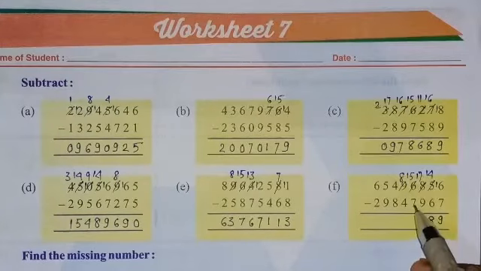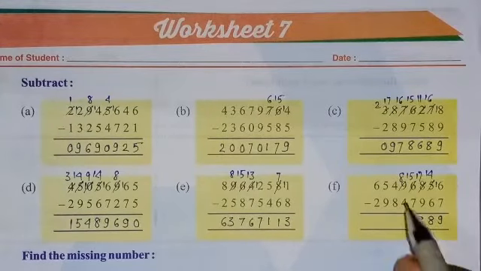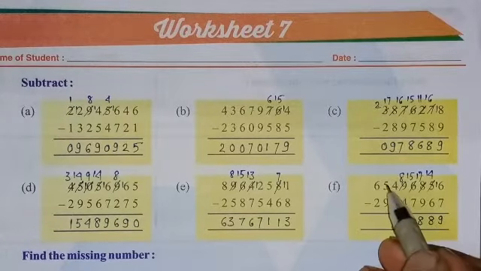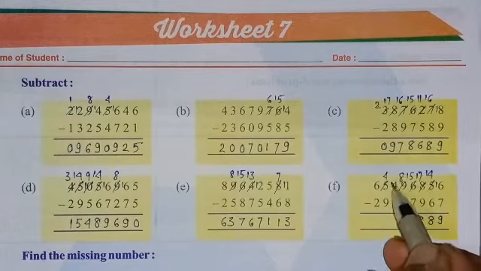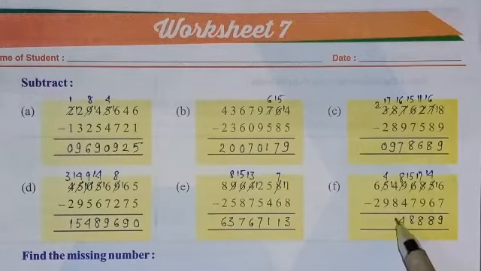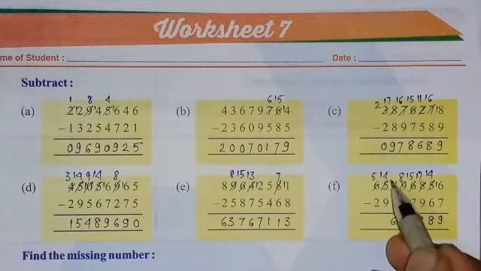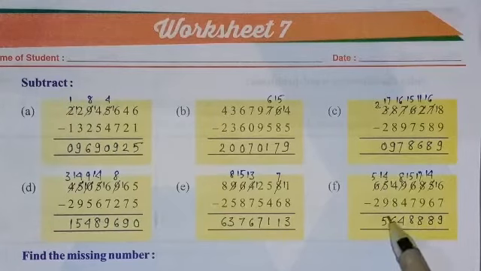15 minus 7, number will be 8. 8 minus 4, 4. 4 minus 8, not possible. So borrow from this one. This will be 4, this will be 14. 14 minus 8, 6. Now 4 minus 9, not possible. So borrow from this digit. This will be 5 and make it 14. 14 minus 9, 5. And last 5 minus 2 will be 3.